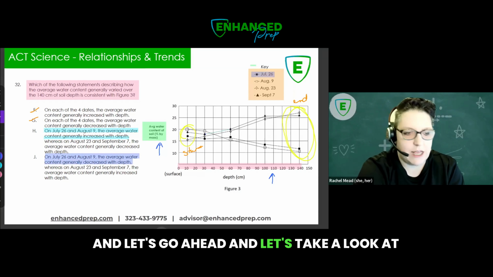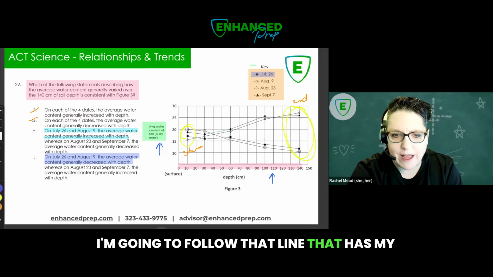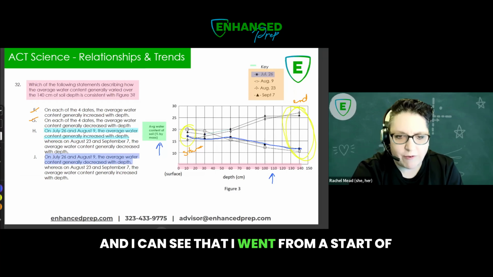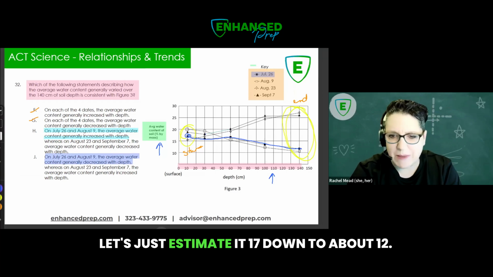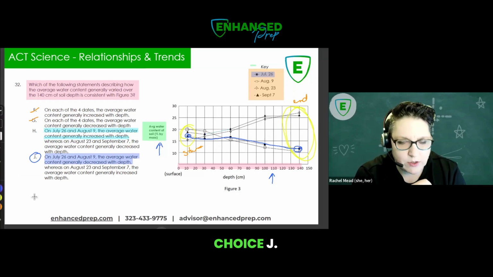And let's go ahead and take a look at that July 26th. I'm going to follow that line that has my solid squares. And I can see that I went from a start of, let's just estimate it, 17 down to about 12. That was a decrease. And I'm choosing answer choice J.